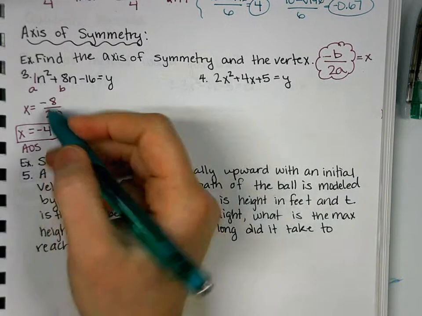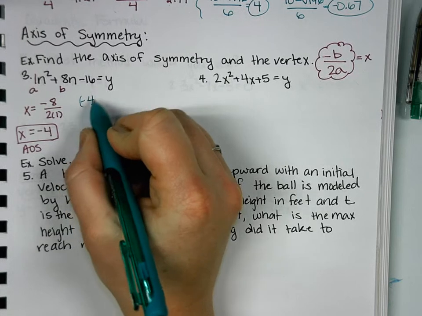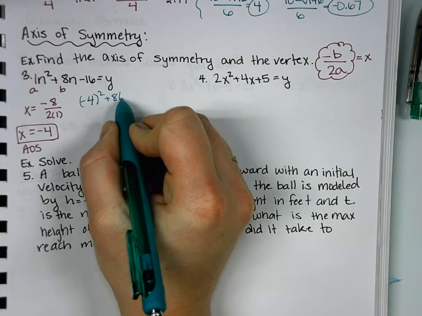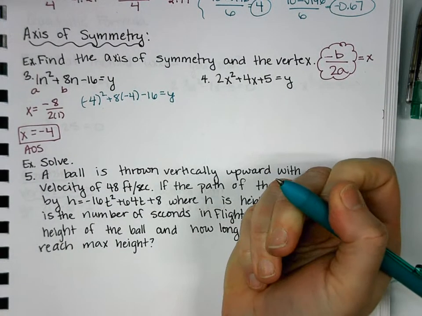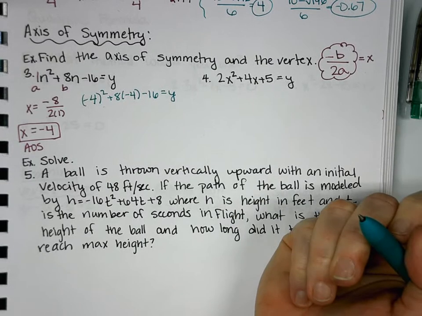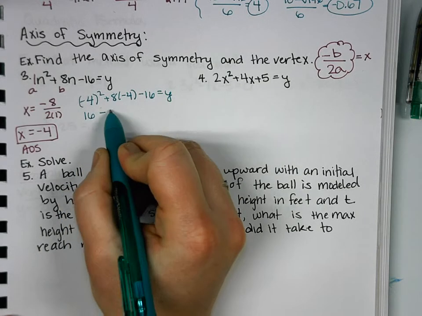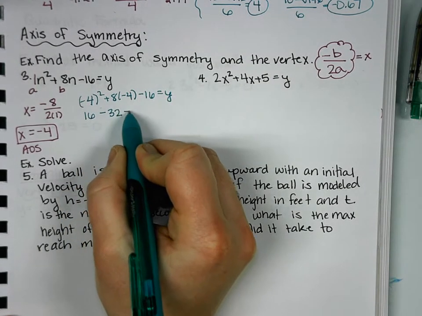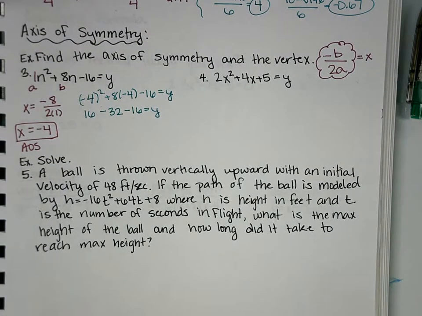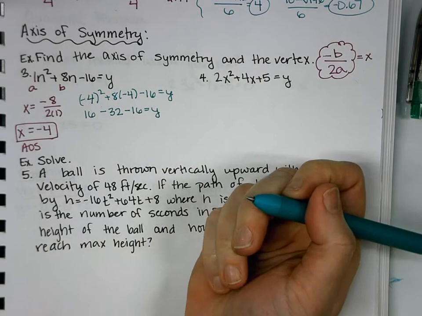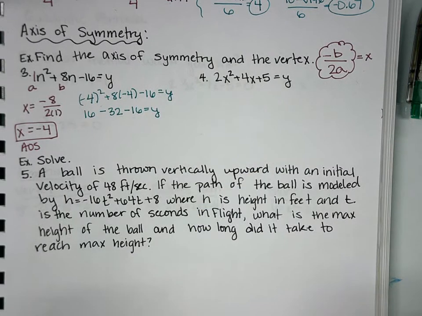So in this case it's actually n because that's our variable, but we'll plug it in and have negative 4 squared plus 8 times negative 4 minus 16 equals our y value of the vertex. Negative 4 squared is 16. 8 times negative 4 gives us minus 32, and minus 16. So what does that give us? Negative 64. Not negative 64. What is it? 32. Should just be negative 32.